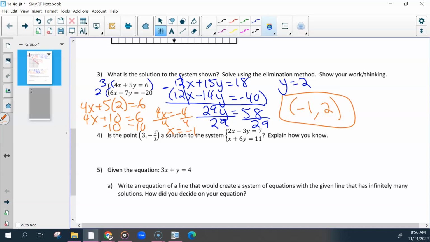Do we have any questions on that one? Chris? When you get y, do you still take either one of the equations? Yeah, so you can use this one, this one, this one, this one, doesn't matter. Any other questions on that one?